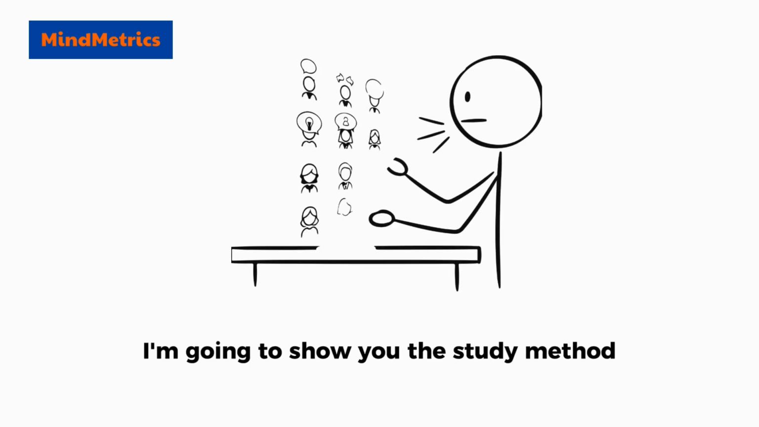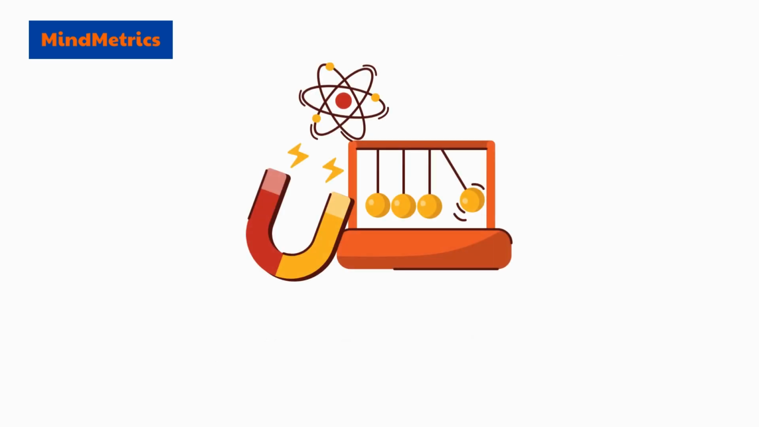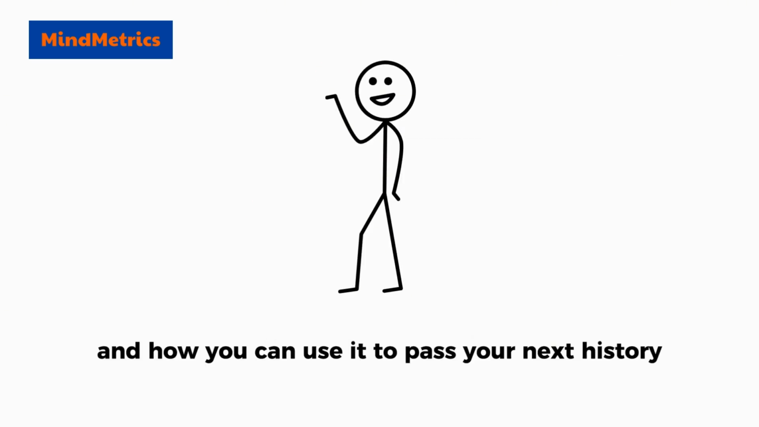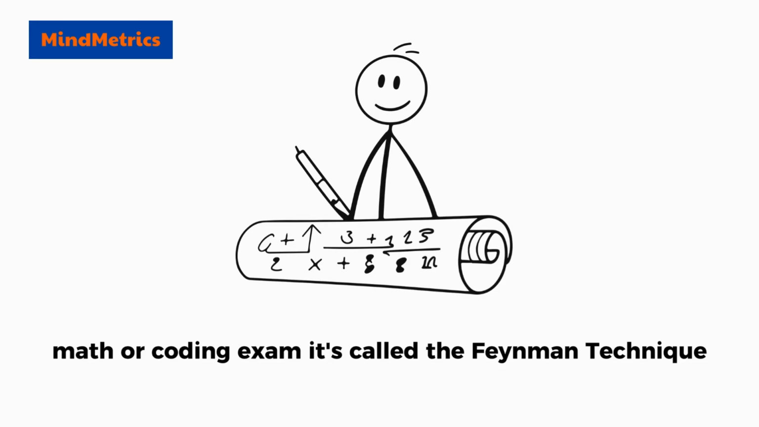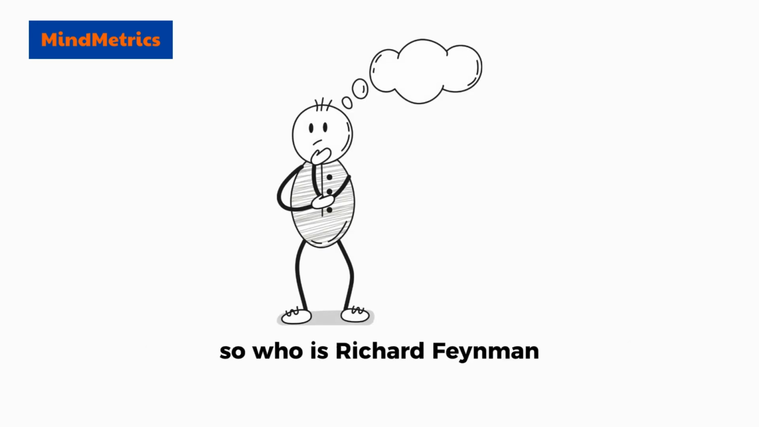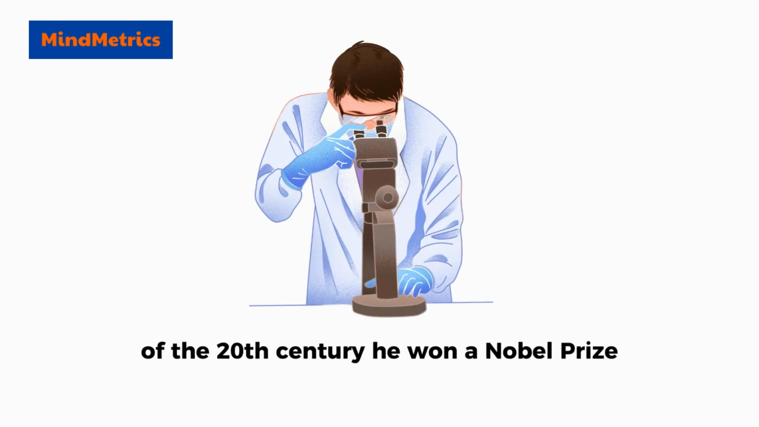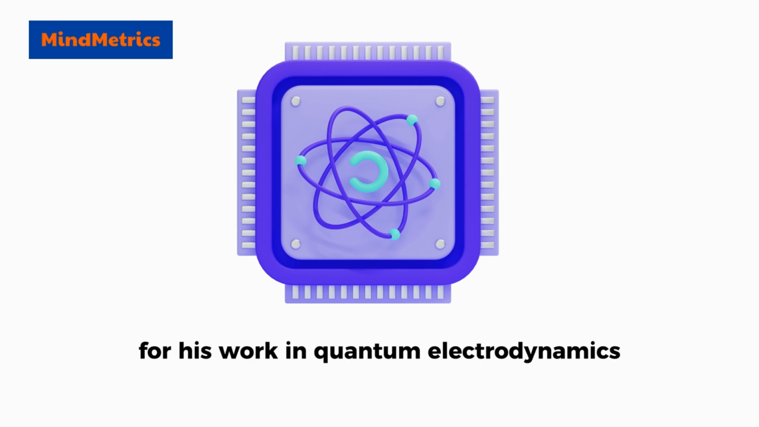I'm going to show you the study method used by Nobel Prize winners to master quantum physics and how you can use it to pass your next history, math, or coding exam. It's called the Feynman Technique. So, who was Richard Feynman? He was one of the greatest physicists of the 20th century. He won a Nobel Prize for his work in quantum electrodynamics.